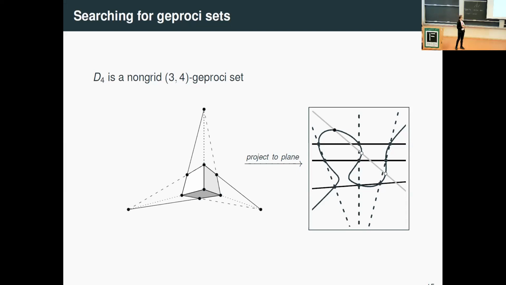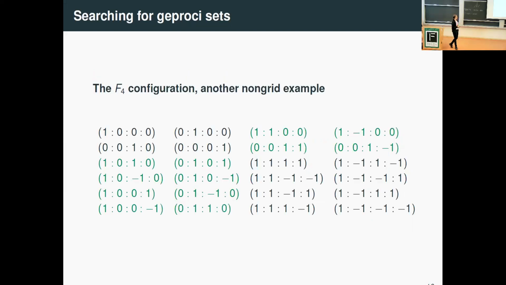And it is not a grid. Why is it not a grid? Because we cannot take the curve of degree 3 to be 3 lines, because of the position of the points.